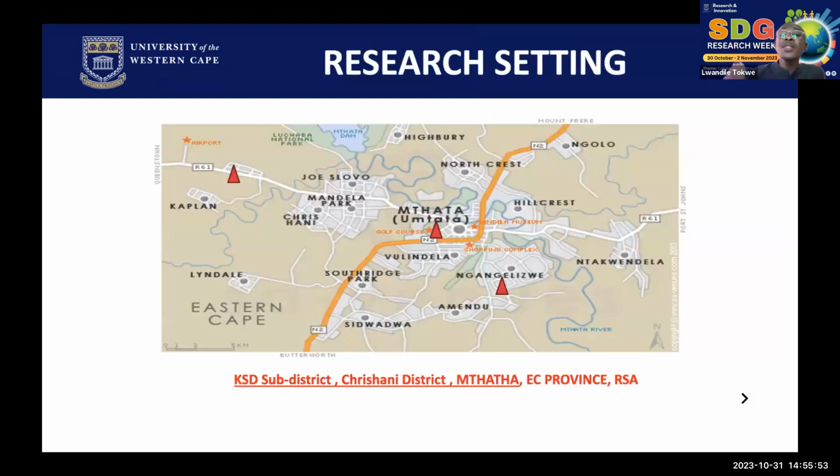As I've mentioned, the study was conducted in a rural primary healthcare setting. As I've already mentioned, primary healthcare is the first point of care where these patients are screened, diagnosed, and managed, and it is usually nurse-led. This particular study was conducted in King Sabata Dalindyebo sub-district within OR Tambo district in Mthatha in the Eastern Cape province, in 4 PHC clinics. This area in Mthatha is considered rural, and it was reported to be a hotspot both for HIV and pulmonary TB.